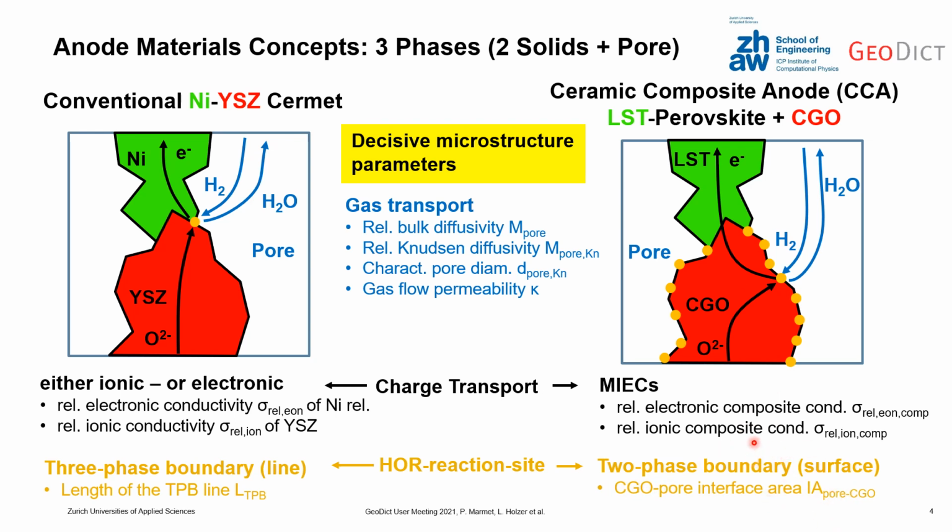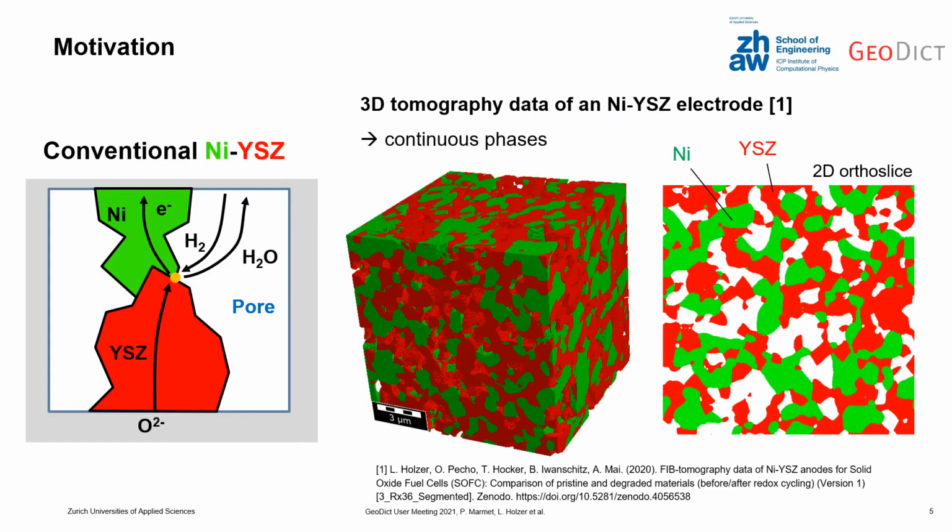And again, for a good digital twin, all of these parameters need to be fit quite accurately. Here you see a 3D tomography example of a Ni-YSZ electrode from Holzer et al. In the 2D autoslice, you see quite well that both phases build quite continuous networks, and that the original particle geometries from the powders are no more really visible. This is due to the sintering.